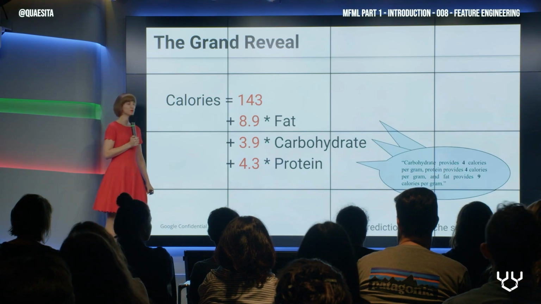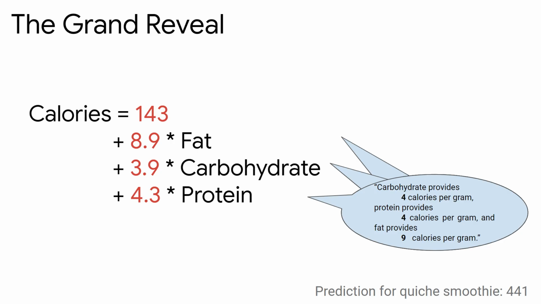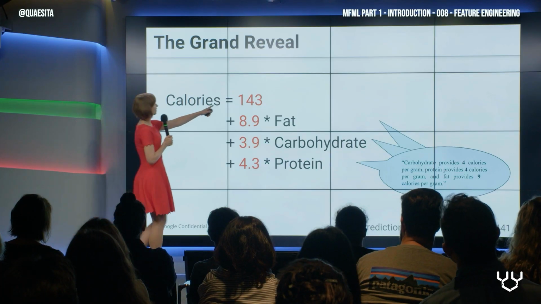FDA, by the way, confirms what you say. This is a quote from their website. Carbohydrate provides 4 calories per gram, protein 4, and fat 9. So very good general knowledge. What on earth is this 143 thing?